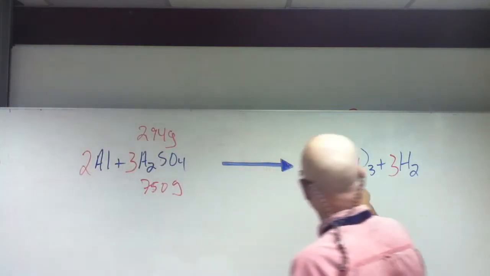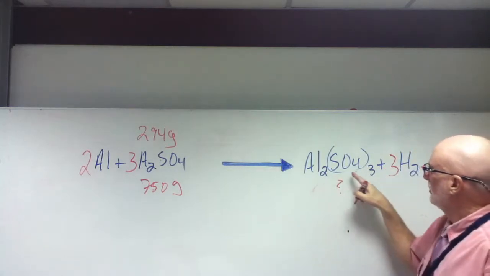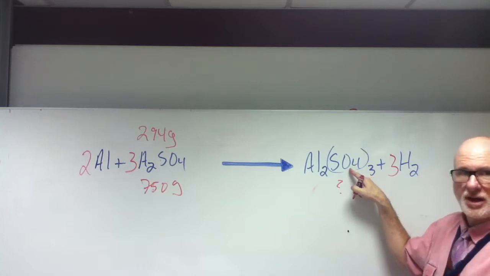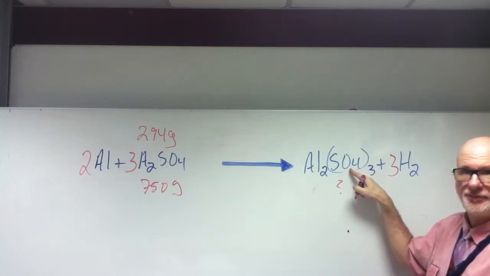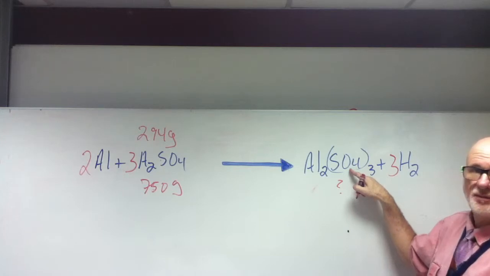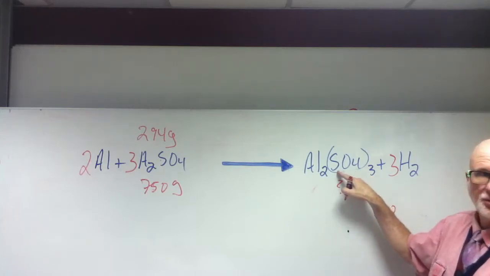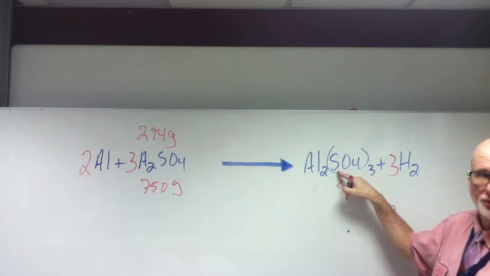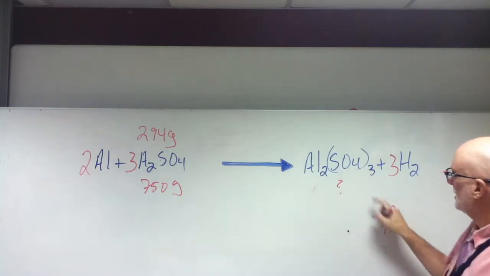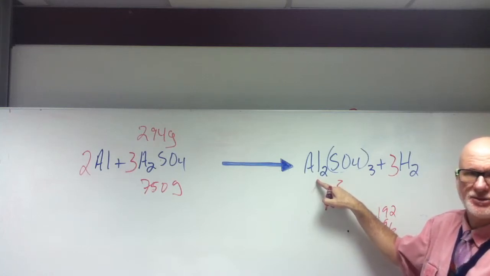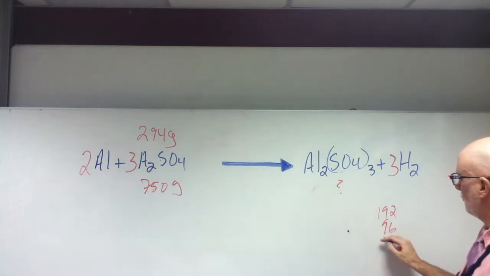98 times 3? Right? 98 times 3? 294? 294, is that right? Yep. And then aluminum sulfate, we have 12 times 16, what is that? 192. And then 3 times 32 is 96. Yes. And then 27 times 2? 54.